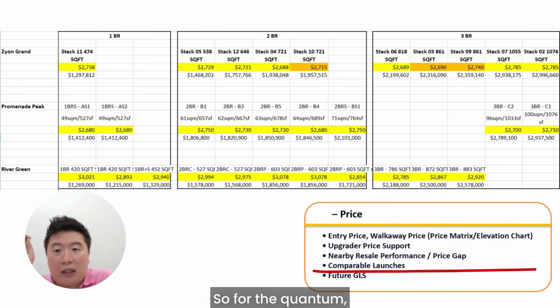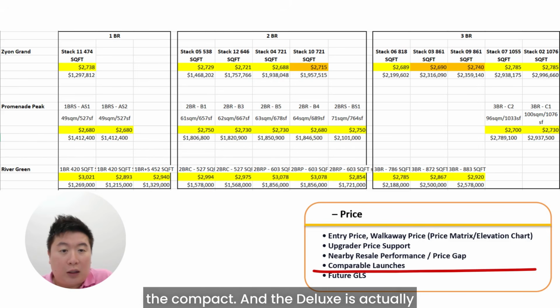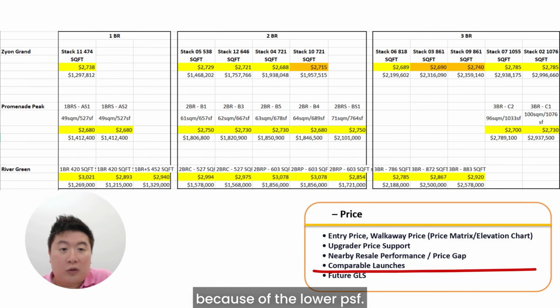So for the quantum, right? If you want to talk about quantum, Zion Grand's quantum is very acceptable as well. In some cases, it's even lower. For example, two bedroom, it's actually lower. Some of the smaller two bedroom is actually lower than River Green, and the three bedroom as well, comparable to River Green's. The compact and the deluxe is actually cheaper than River Green's because of the lower PSF.